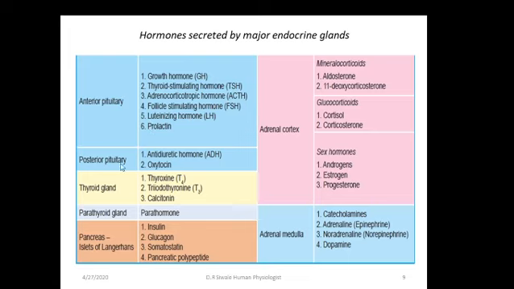And then the posterior pituitary gland secretes 2 of them. We have antidiuretic hormone, which is also called arginine vasopressin, and oxytocin, which is very important in contraction of the uterus during labor, child delivery.